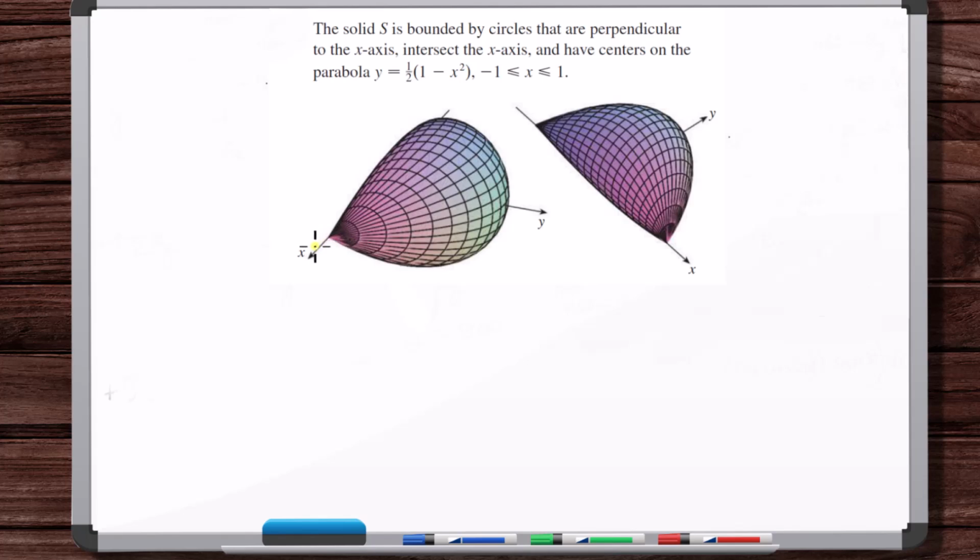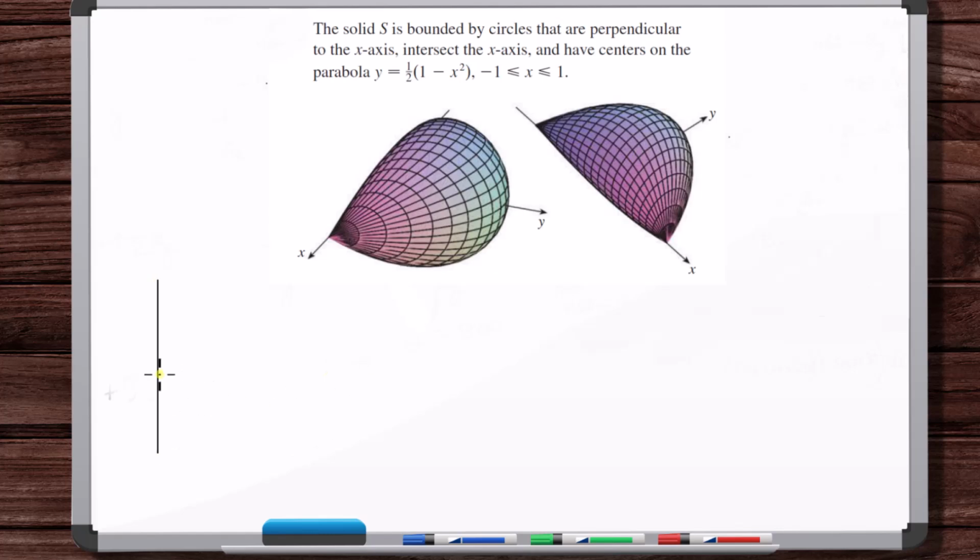The circles are perpendicular to the x-axis, have centers. They're centered on the x-axis. They intersect the x-axis, but their centers are on this parabola here. So let's see if we can draw this and get a sense for what's going on.